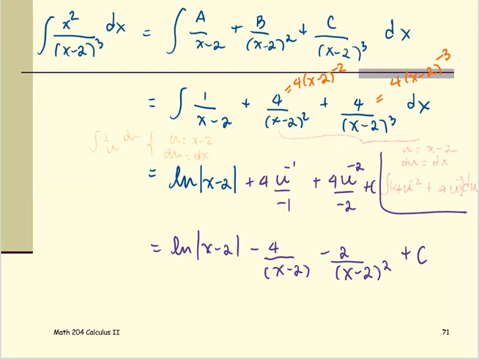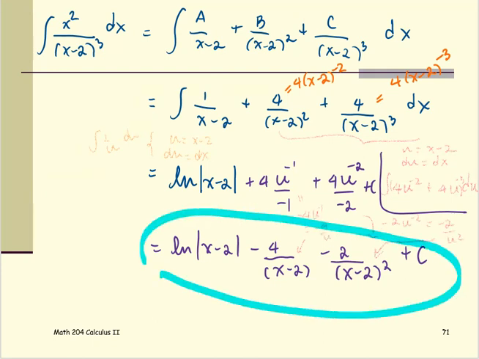If you want more detail, this one means negative 4 u to the negative first, which is negative 4 divided by u, and that's how we get it. And similar to this is negative 2 times u to the negative second, or negative 2 divided by u to the second, and replace u with x minus 2 to get that term. And this is our answer.